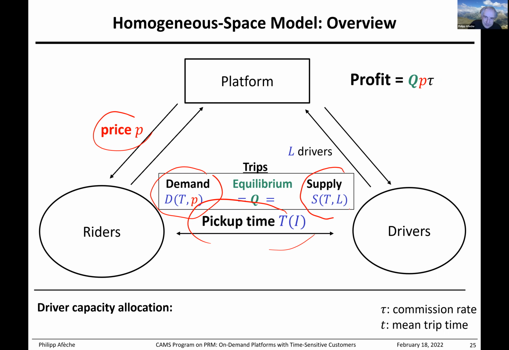On the supply side, let's say we have a supply of L drivers. Of course, they also join based on earnings and so on, but let's say you have L drivers in the system. It turns out that their supply rate is not simply L times some constant service rate, but is endogenous, and it actually depends on the pickup time. So the trip supply rate is S as a function of the labor supply and the endogenous pickup time. And the third quantity of trips is simply the equilibrium rate of trips, which of course you need the supply rate to match with the demand rate.